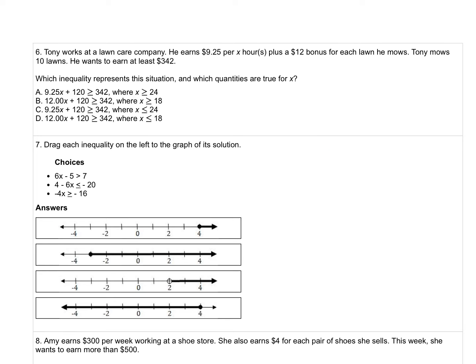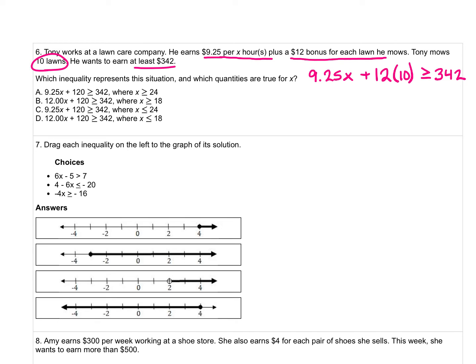Number 6, Tony works at a lawn care company. He earns $9.25 per hour for X number of hours, plus a $12 bonus for each lawn he mows, and there's 10 of them. He wants to earn at least $342. So we want to write an inequality for this. He's earning $9.25 per hour X, plus $12 per lawn as a bonus, and there's 10 of them, so we're going to multiply that by 10. And then at least means greater than or equal to 342.